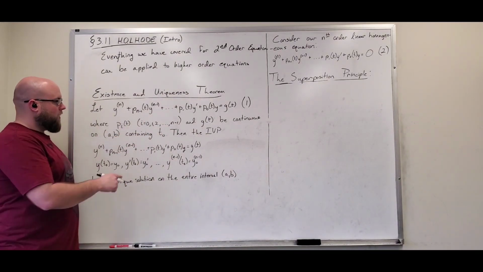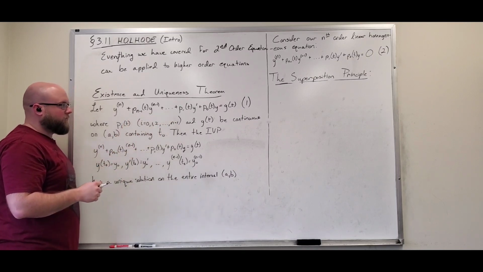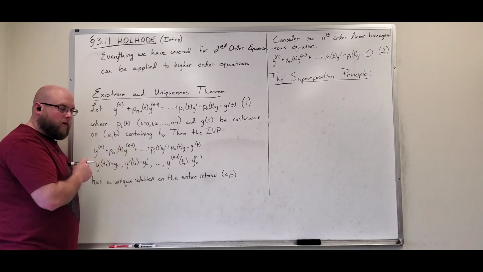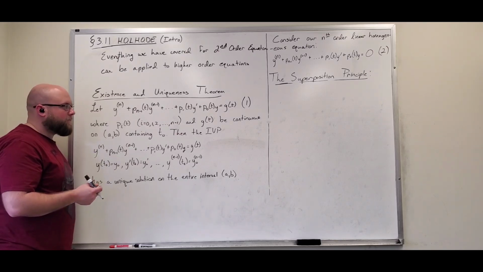Here our conditions are that every single one of these functions of t and g of t must be continuous on some interval a b containing our value of interest, t sub 0.